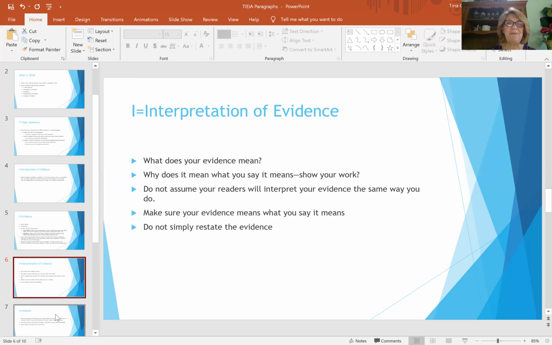This is a very common mistake I see with students. They give me the evidence, then they say that it means this, but it really doesn't mean that, and you haven't shown me how you came to that interpretation. Do not simply restate the evidence in this section. Do not just tell me Rosalie doesn't want the mole because she wants to be a size 7. We got that from the quote. But why is that quote important? What are we supposed to interpret from that quote?